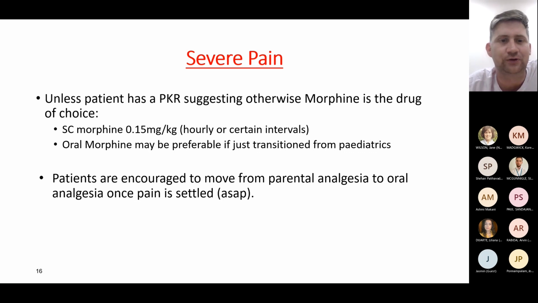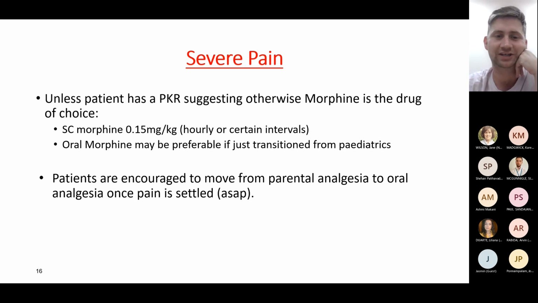We can also give oral morphine, which may be preferable, especially if they've just transitioned from paediatrics, because paediatrics and adolescents don't typically always get parenterals. They're not used to having subcuts, they're not used to having IM injections. So to surprise them, like, oh, we're going to poke you with this every hour, it doesn't always go down well, even if you have an insufflon in.